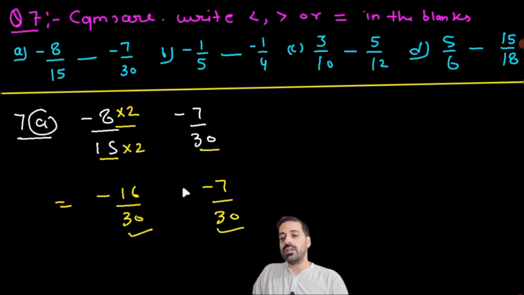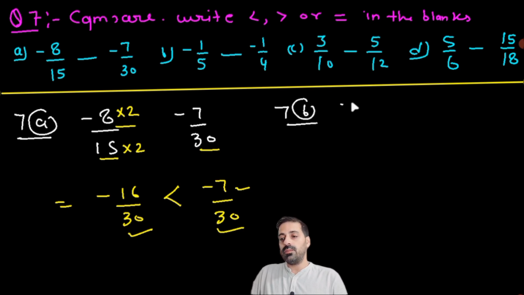So my dear students, the denominators again are the same. The two rational numbers have numerators: one numerator is negative 16 and one numerator is negative 7. Among negative numbers, the number that is less is smaller than the other negative number, which is greater. So this number is greater here.